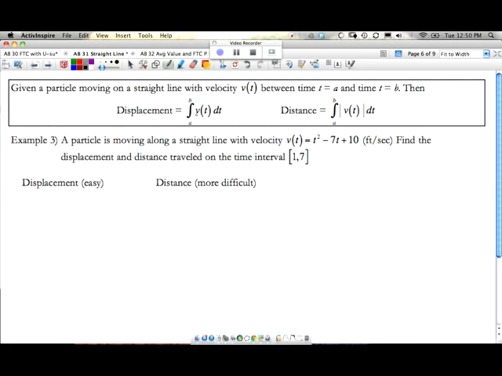So let's do this. Displacement from A to B of V of t, distance from A to B of V of t. So we have V of t here, and it's asking us for a couple of things. Displacement versus distance. I'm going to show you why one is easier than the other. But let's just start out with displacement. Displacement is kind of what you would expect. The integral from 1 to 7, because that's our interval here, of t squared minus 7t plus 10 dt, of course. So it's simple antiderivative with the upper and lower limit.